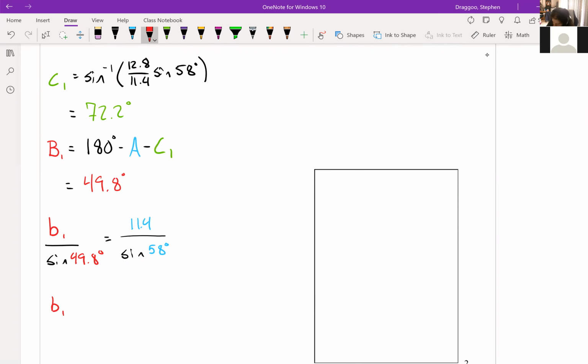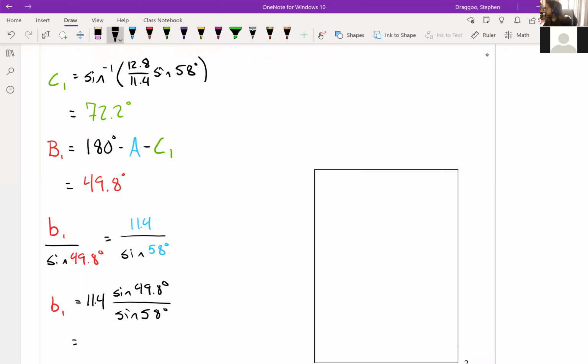So that means that B1 is 11.4 times the sine of 49.8 degrees divided by the sine of 58 degrees, which comes out to a number. Let's go find out what it is.